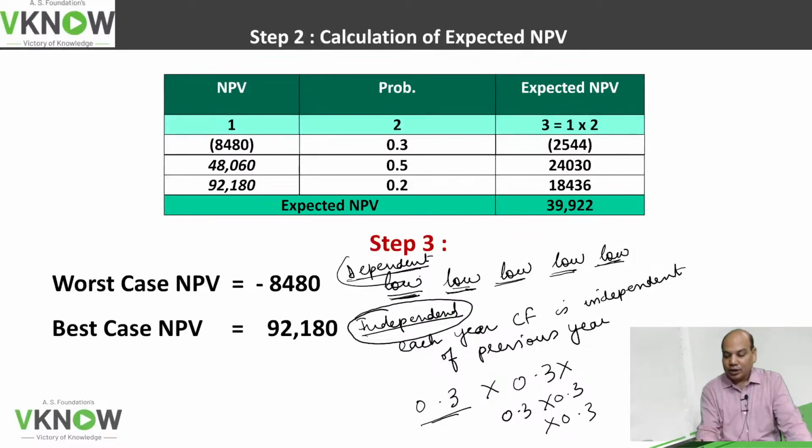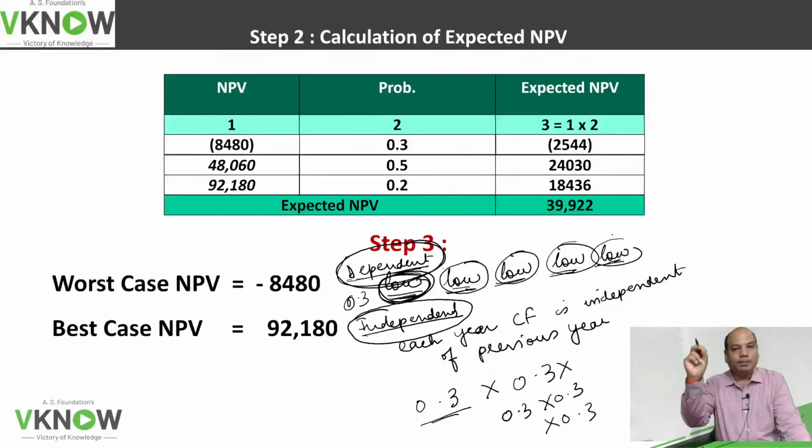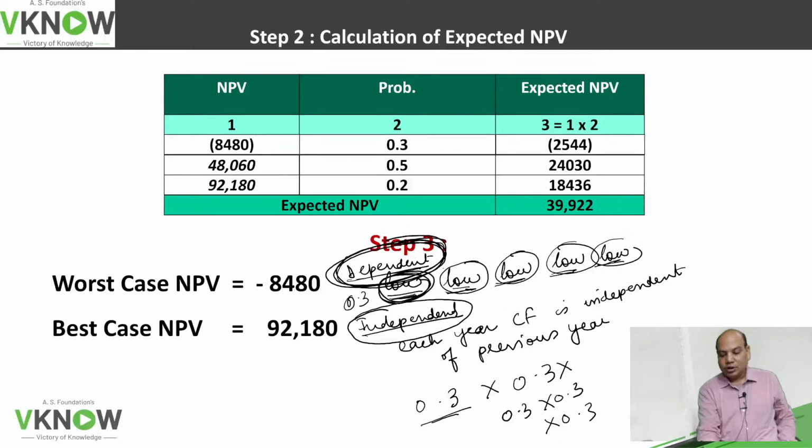But if cash flows are dependent, means if I get 0.3 in first year, I am going to get 0.3 in all the years. Then my subsequent year will be only the lowest combination. So in the first case, when the cash flows are dependent, the moment you find that you have got low cash flow in the first year, it is bound to be low in all the other years. So probability of getting low cash flow in the first year is 0.3. That will be my dependent answer.